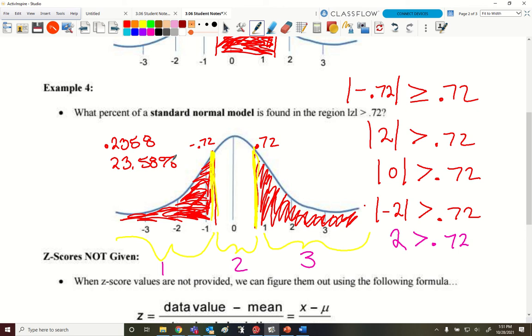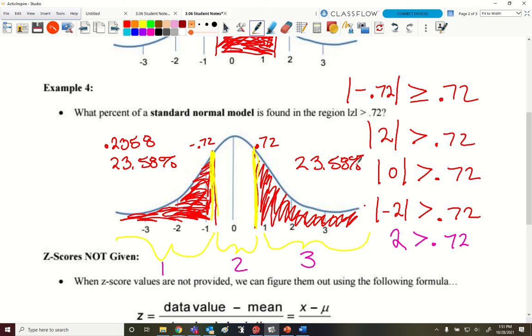We still have to do area 2, but do I have to do the whole thing over again? Say no. So area 3 over here is also going to be 23.58%.